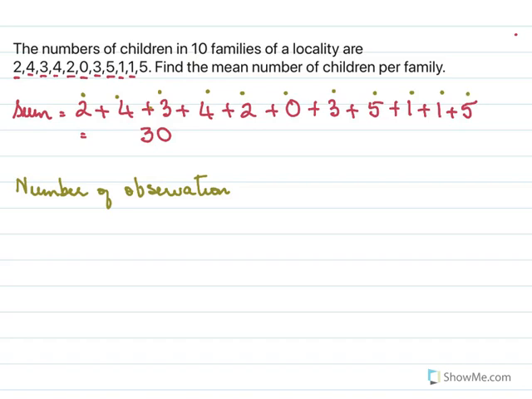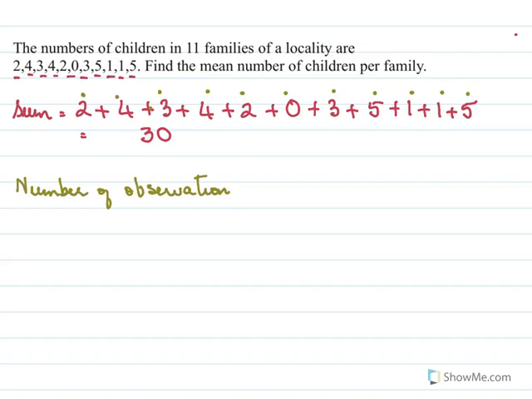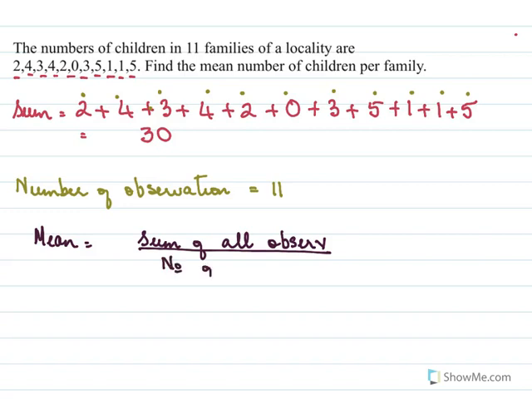Here I think there's a mistake. There are not 10 families. We have 11 families, not 10 families. So the number of observations will be 11. So for the mean, the sum of all observations divided by the number of observations, and that is 30 divided by 11, which is equal to 2.7272. So you can say 2.72 bar.